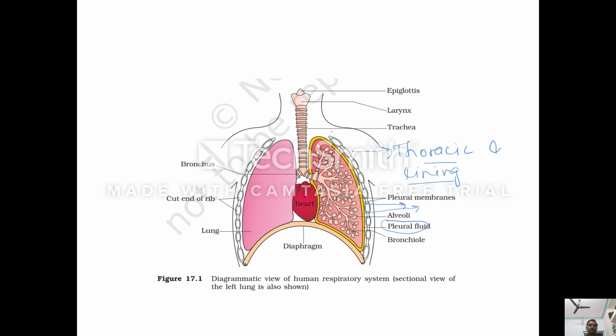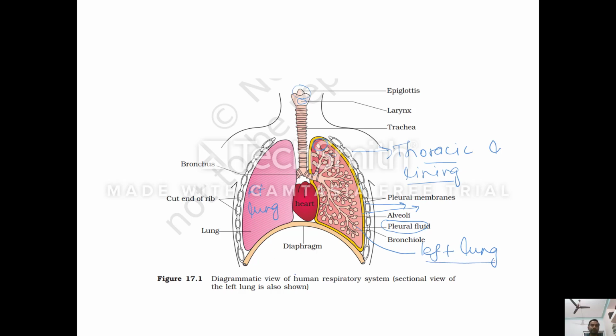So this is the structure of basically the whole respiratory system, starting from the larynx. This part is the larynx, and the covering of the larynx is the epiglottis. This is the trachea. Trachea branches into the primary bronchi. Then there is further branching, and this bag-like structure is called alveoli. This is the right lung, and this one is the left lung.